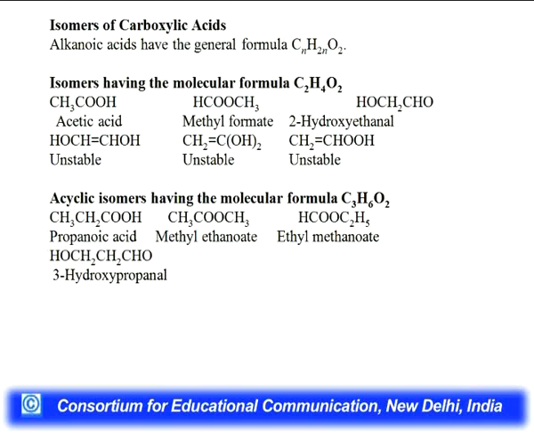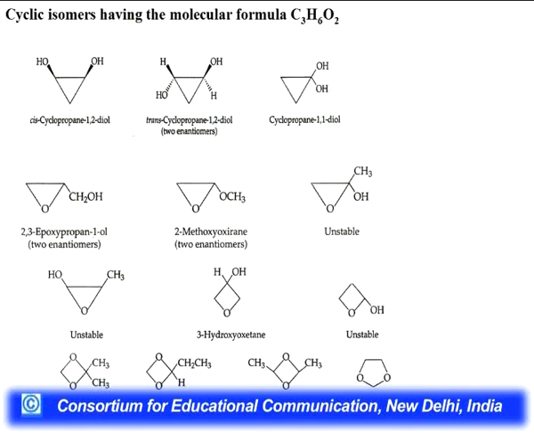Isomers of carboxylic acids: alkanoic acids have the general formula CnH2nO2. These are the isomers for C2H4O2: 1, acetic acid; 2, methyl formate; 3, 2-hydroxyethanal; and the other 3 are unstable. Acyclic isomers for the molecular formula C3H6O2 are propanoic acid, methyl ethanoate, ethyl methanoate, and 3-hydroxypropanal.